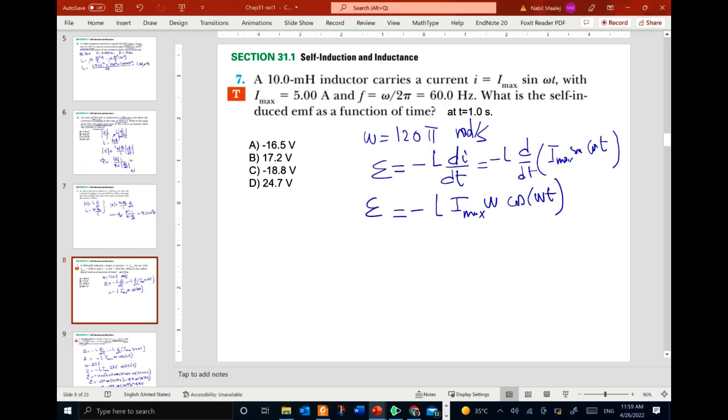So this is the general equation, and we are asked, so let me write it: 10 to the minus 3 times I max, which is 5, times 120 pi, this is omega, cosine 120 pi times t. All right, so this is the induced EMF with a minus. Okay, so now if you calculate it for t equal to 1 second, what is cosine 120 pi?